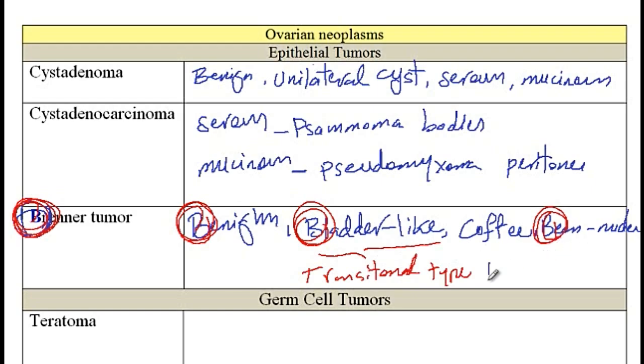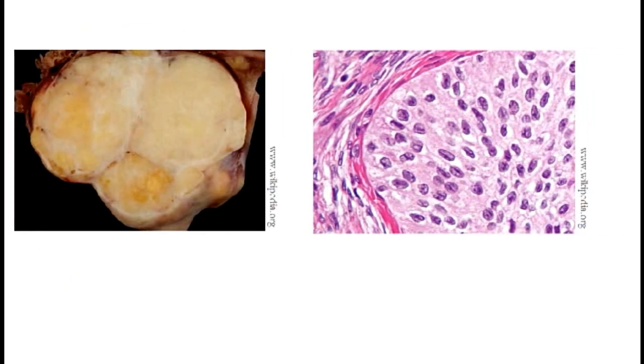In addition, these tumors have a pale yellow color. So here is an example of the Brenner tumor, where you can see that there is a pale yellow color to the tumor, and then you can see here we have the coffee bean nuclei with a central groove. Here would be another example: coffee bean, another coffee bean right here, and then another coffee bean right here.